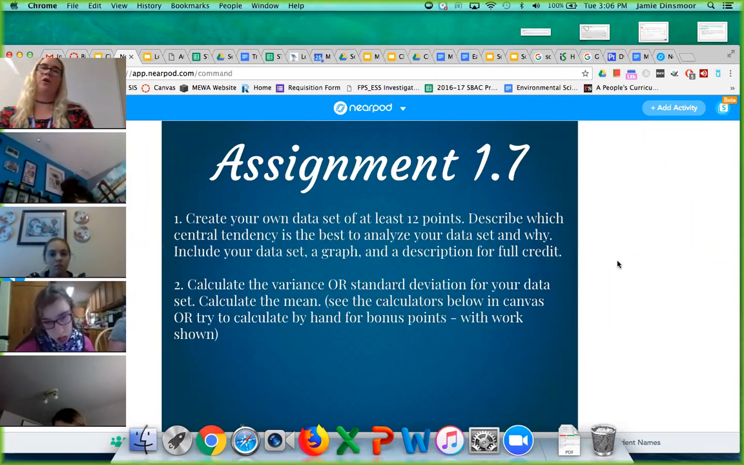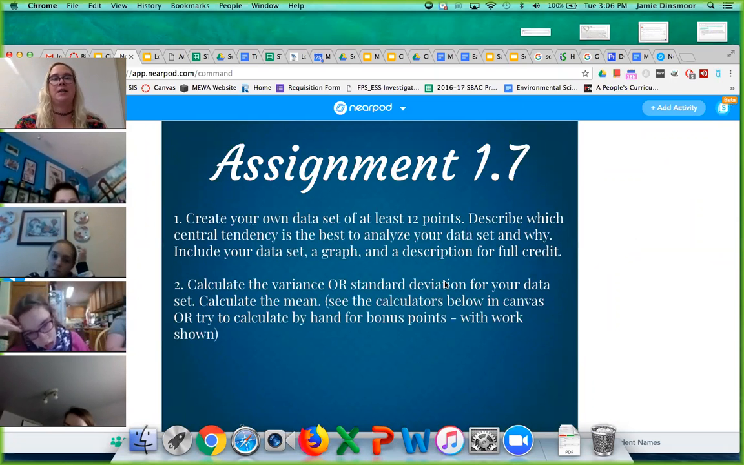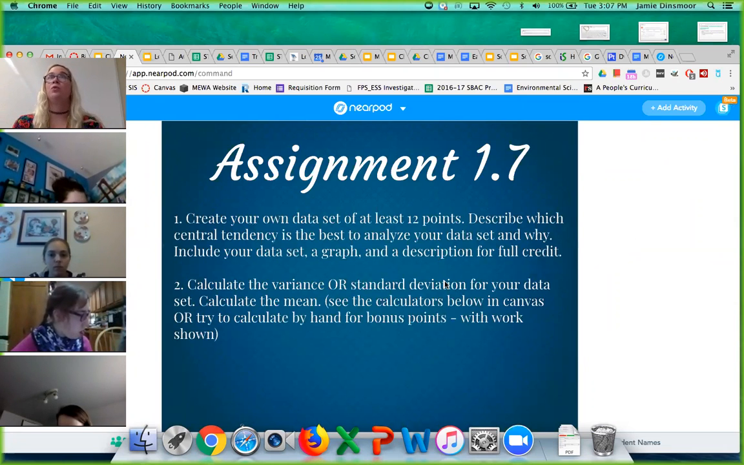So now what you're going to do for your assignment is kind of abstract. You're going to create your own data set of at least 12 points. Now, you can just make up random numbers. You could make up your own experiment, like I did with the mice, right? You could have your own version of that. You're going to have at least 12 points, and you're going to describe which central tendency is the best to analyze your data set and why.